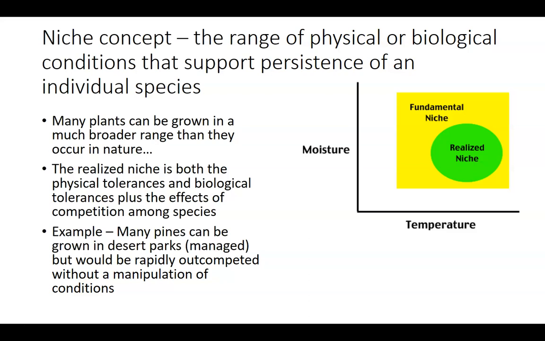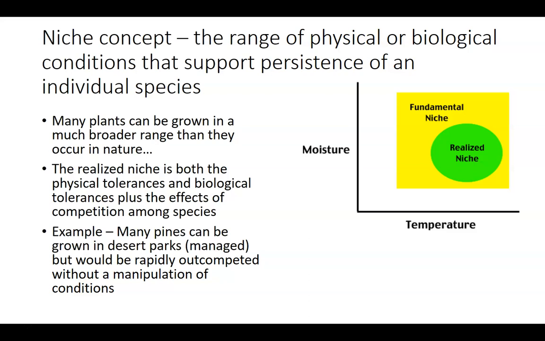This is the range of physical or biological conditions that support the presence of a species, and there are two different ways that you can measure it. One is what's called the fundamental niche, and this is the full range of ecological or environmental conditions that a species can survive in, and then the realized niche. The realized niche is where you actually find it. The difference between these two things often comes down to biological interactions.